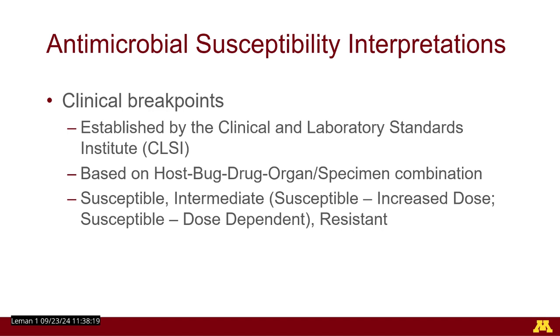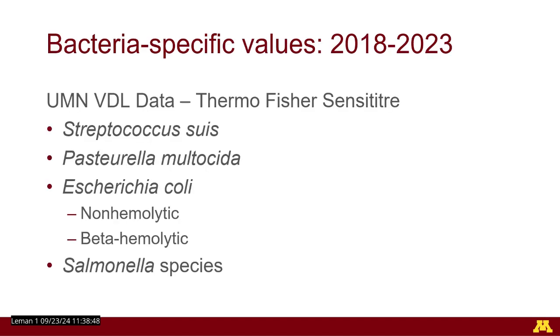The European system uses susceptible, increased dose. FDA has susceptible, dose dependent. So the thought there is that potentially if you increase the amount of antibiotic you're giving, you might get an inhibitory effect in that animal, but you may not necessarily at lower doses. This type of information isn't really out there for veterinary specimens, so we don't have that information. So it just gets lumped as intermediate when you look at our information.